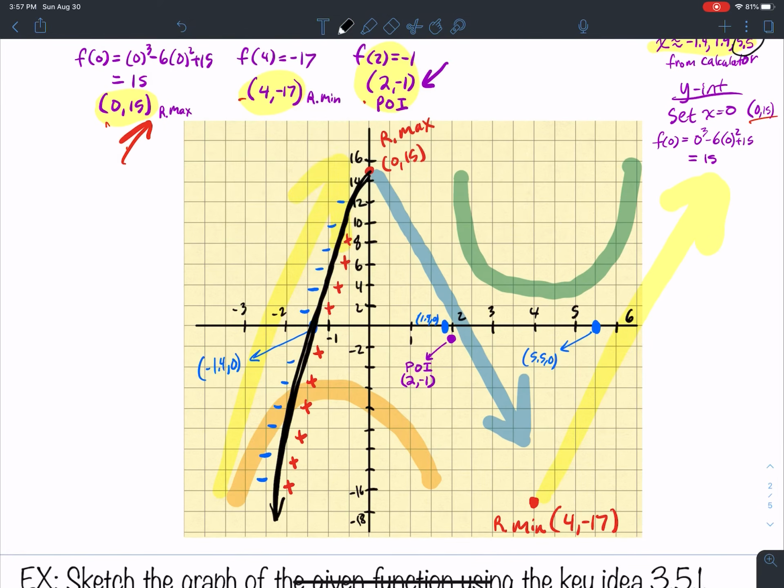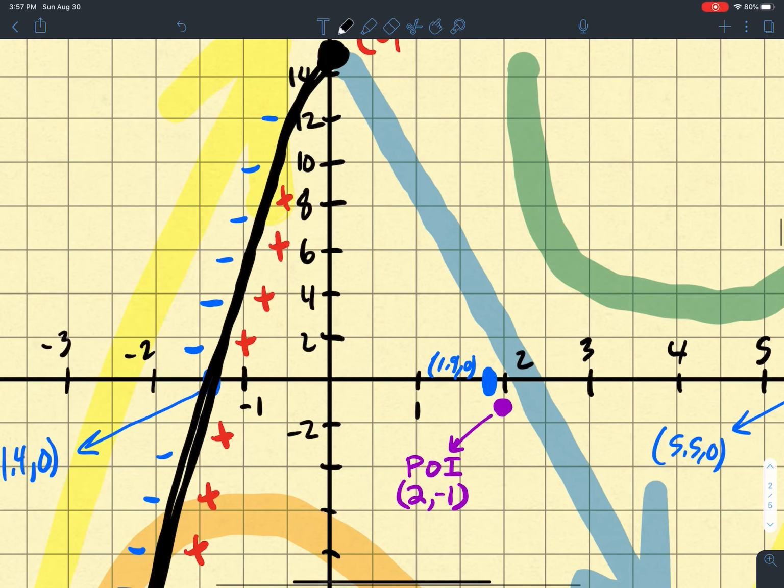Now here we switch gears, okay? And we're decreasing, and we're still concave down. So we're decreasing and we're concave down till we get to 2. Okay, so let me pass through. It's kind of hard to see this, okay? But we are concave down here.